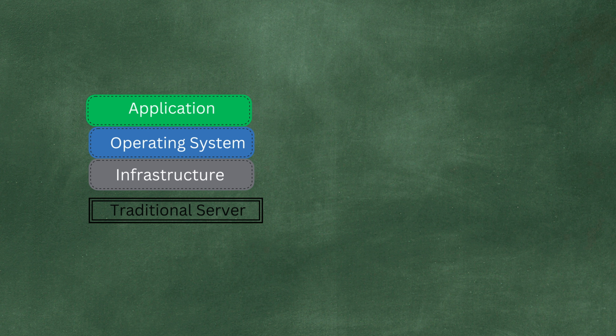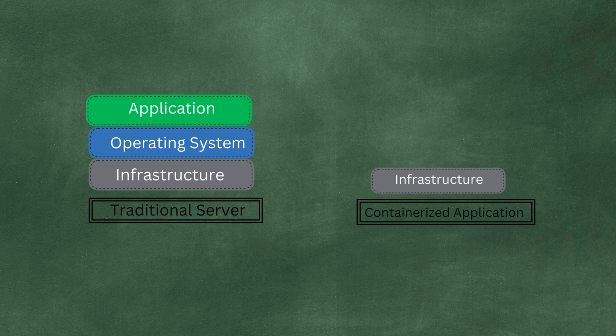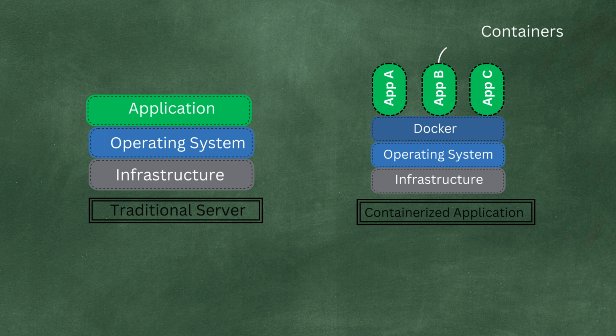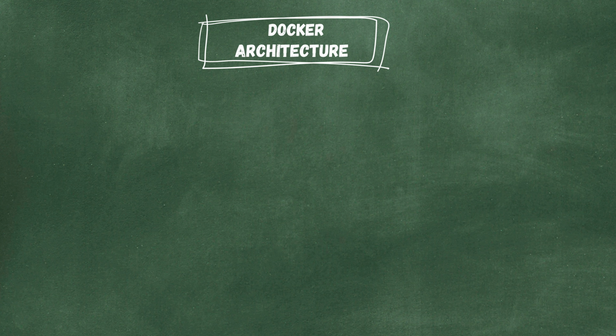Now, let's look at a containerized application. Here we have machine infrastructure and on top of that we have the operating system. Then we have Docker on it. Now using Docker, containerized App A, App B, App C are sharing the same operating system resources. Now, we are going to dive into the core components of Docker that make containerization so powerful.